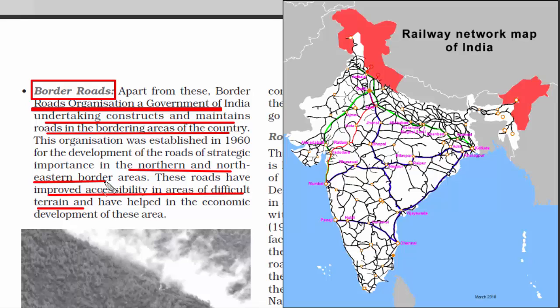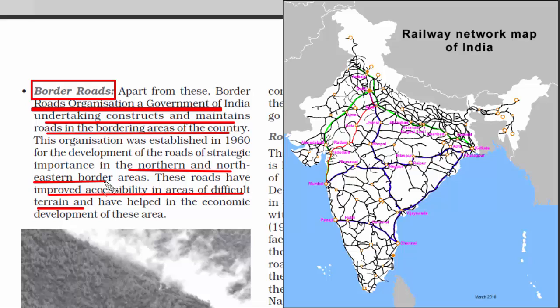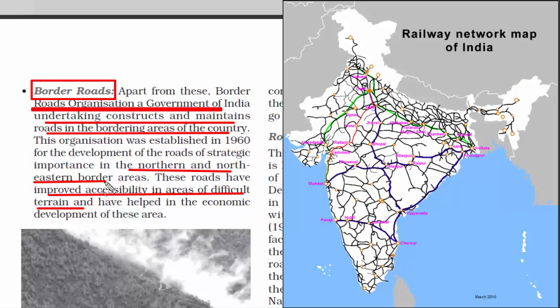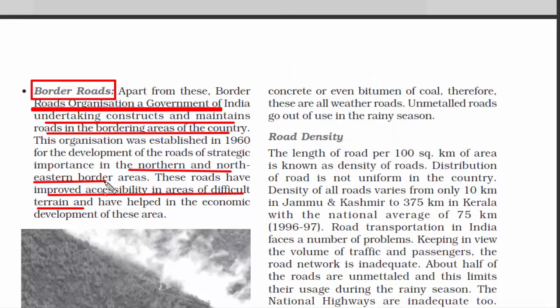So if you see this map, you'll see that in the areas of Jammu and Kashmir and northeastern part, you will not find railway lines. Because of the terrain, it is very difficult to build railway infrastructures. Therefore, it means that these regions are automatically dependent on road transport. And therefore, you can imagine how important is the work of Border Roads Organization.